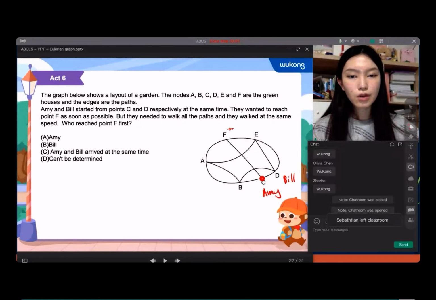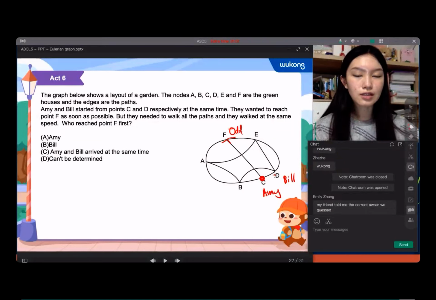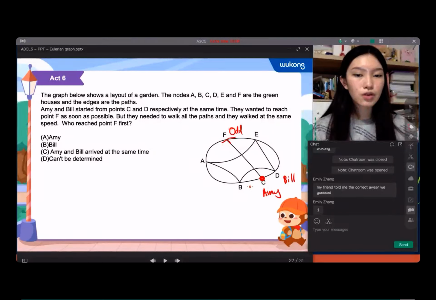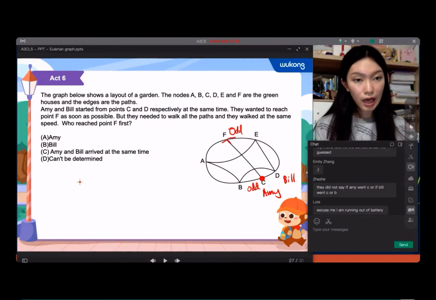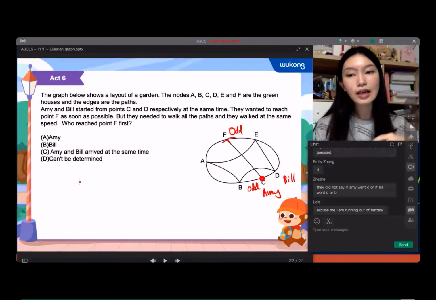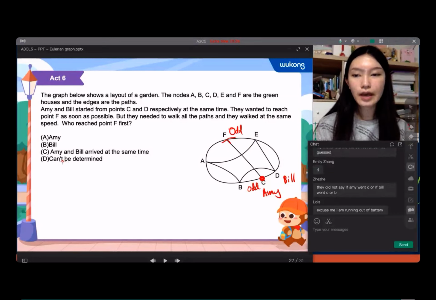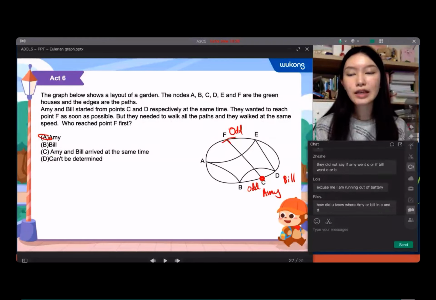They're trying to reach F, which is the only other odd node in the entire graph, isn't it? 3 edges connecting to it. Every single other node is even. Okay, so the only two odd nodes are the C node that Amy is standing at the moment, and the F, which is the endpoint they're trying to reach. So that means Amy would be able to complete a Euler path. Okay, because remember, if you have two odd nodes, you have to start from one odd node and end at the other odd node. So that means A will be the answer.